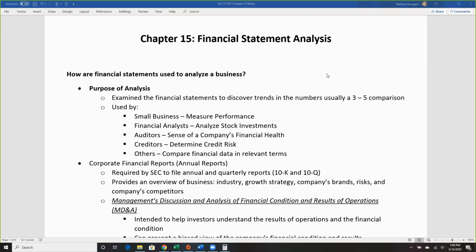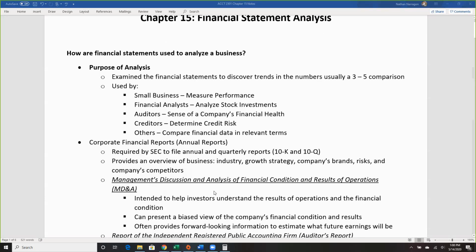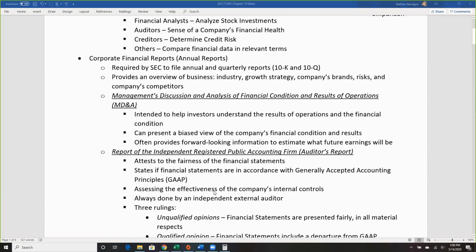Now, for us to do a proper analysis, we do need what is known as an annual report from the corporations. And usually, if we just want to do our own audit or just a comparison, we can actually go to SEC.gov and look at these forms for any publicly traded company, because all of them are required to file annual and quarterly reports. They're known as a 10K and a 10Q.